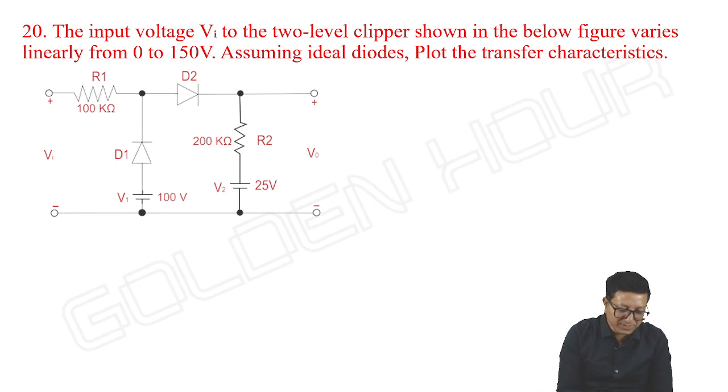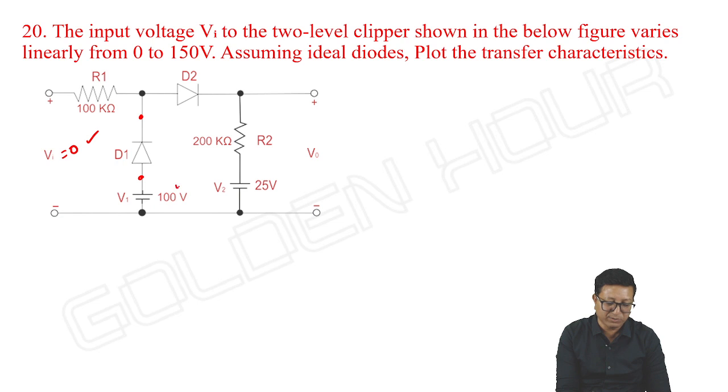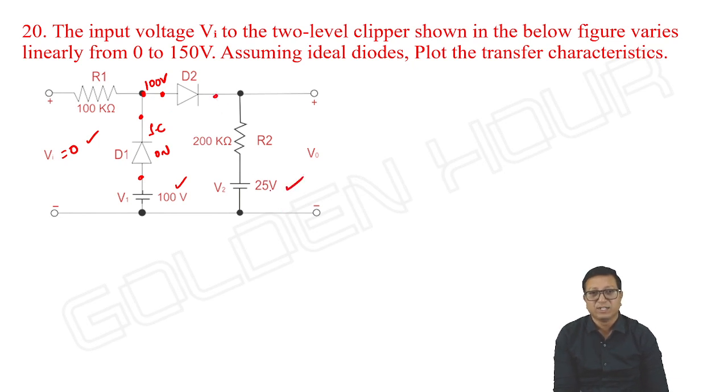See this. First of all, the input is 0. Then what happens to the diode D1? The cathode is going towards 0 volts and the anode of the diode D1 is going to 100 volts. D1 is on. Once D1 is on, it acts as a short circuit so that the voltage here will be 100 volts. If it is 100, then the anode of D2 is at 100 and its cathode is going towards 25 volts. So D2 will also conduct.